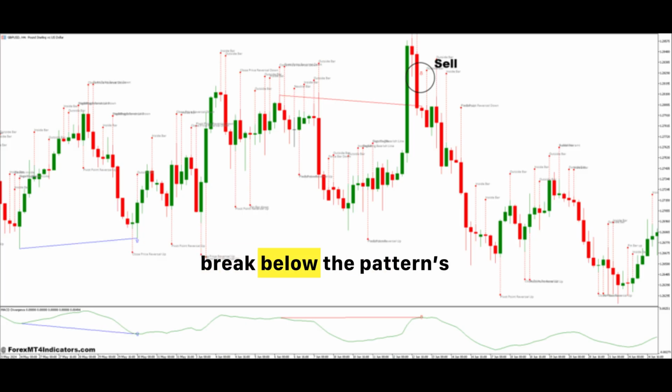Enter short on the break below the pattern's neckline or confirmation candle. Place your stop loss above the pattern's swing high. Target a 1:2 risk to reward or the next support zone.